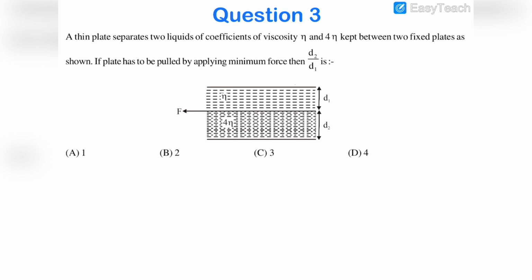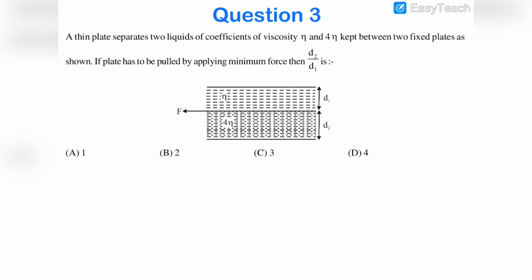In this question, you can see that there is a thin plate that separates these two liquids of coefficient of viscosity eta and 4 eta respectively, and there is a movable plate in between them which is to be pulled by applying a minimum force. Then we have to find out the value of d2 by d1.